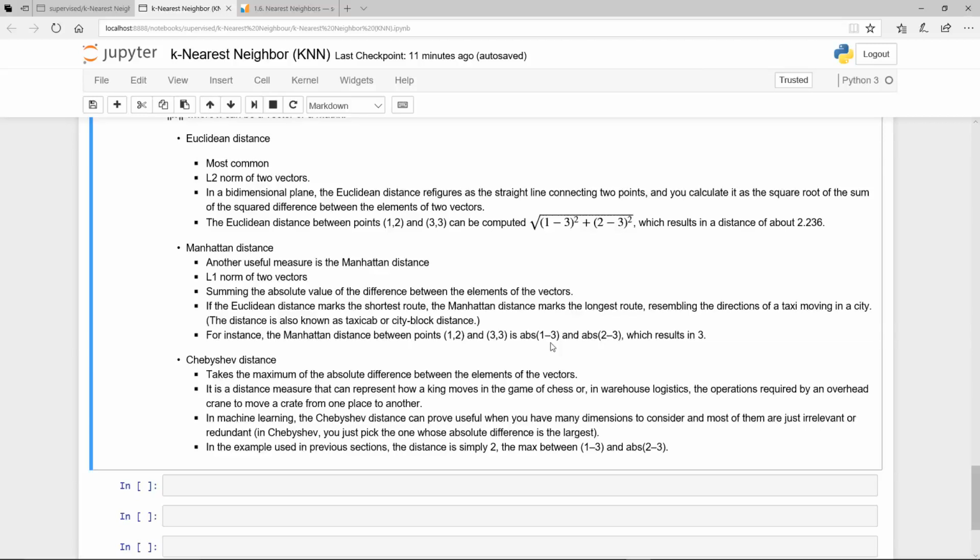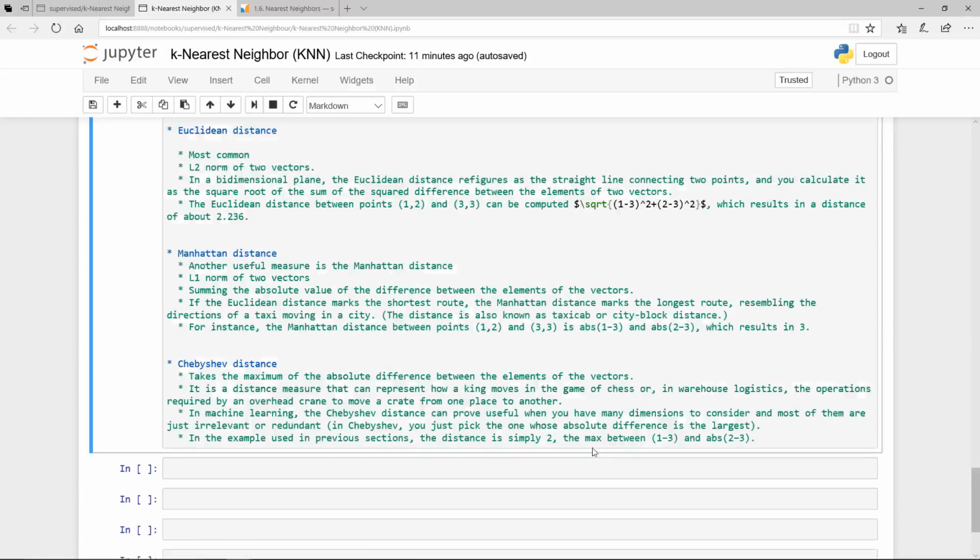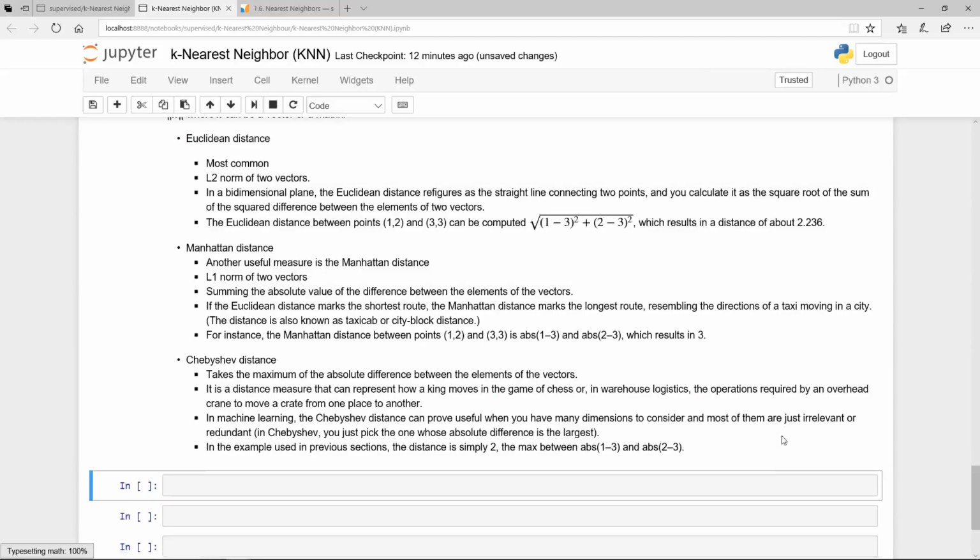Chebyshev distance takes the maximum of the absolute differences between the elements of the vectors. In the machine learning space, the Chebyshev distance can prove useful when you have many dimensions to consider, and most of them are irrelevant or redundant. Continuing with our example, the distance is simply 2, the maximum between the absolute of 1 minus 3 and the absolute of 2 minus 3. That is 2 and 1, so you just take the largest number of the two.